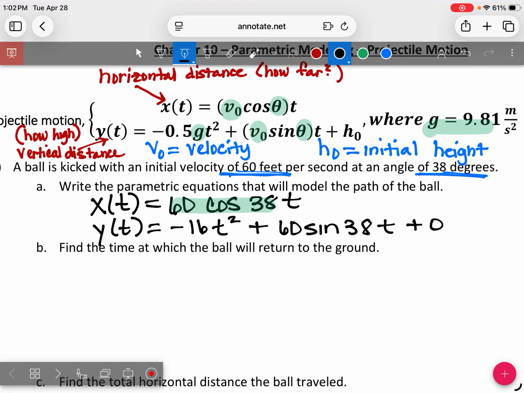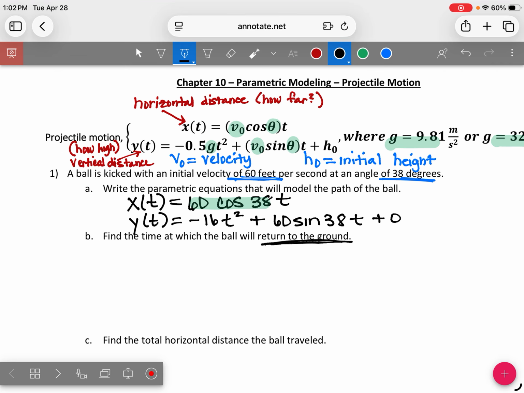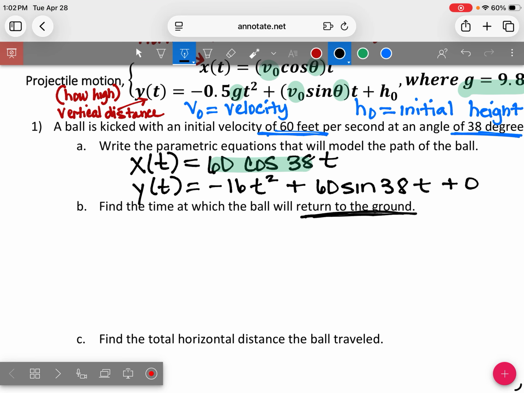So B says, find the time in which the ball will return to the ground. Well, that tells me, I don't know how far away the ball is, but if something is on the ground, what's the height? 0. So I know that I need to start by using my height parameter to find time. So I'm going to take my y parameter, I'm going to set it equal to 0.